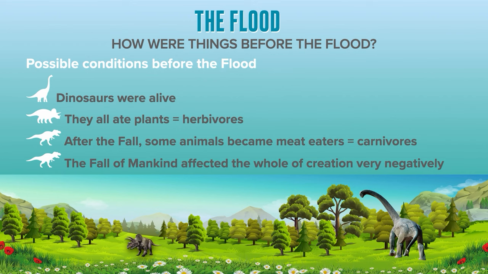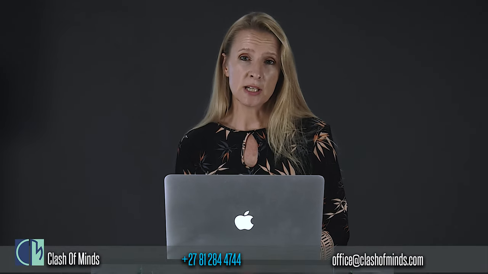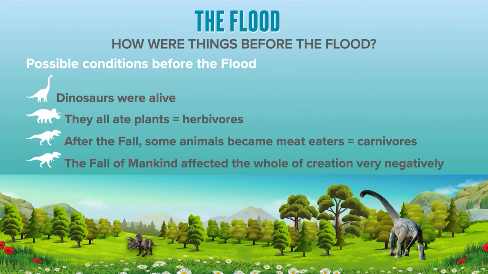Dinosaurs were alive, and initially, all of them ate plants. Animals that eat plants are known as herbivores. After sin came into the world, some animals became carnivores, and carnivores eat the flesh of other animals. The flesh-eating dinosaurs probably spent most of their time attacking and eating the large plant-eating dinosaurs. Be that as it may, mankind's sin affected the whole of creation very negatively. Before the fall, all the animals ate plants, not each other.